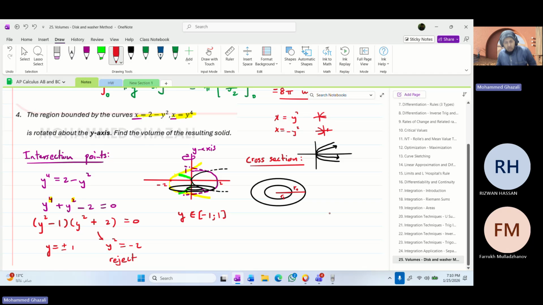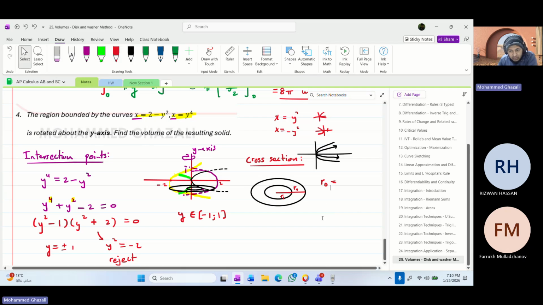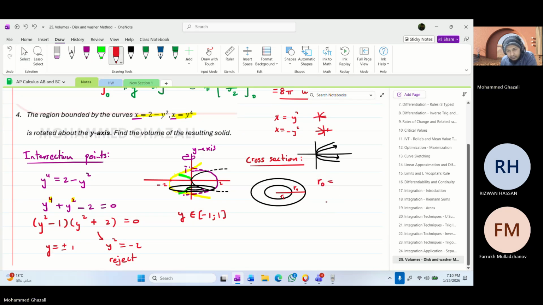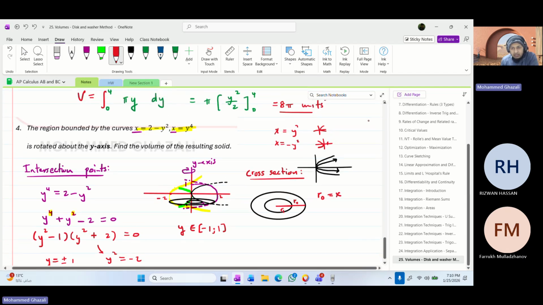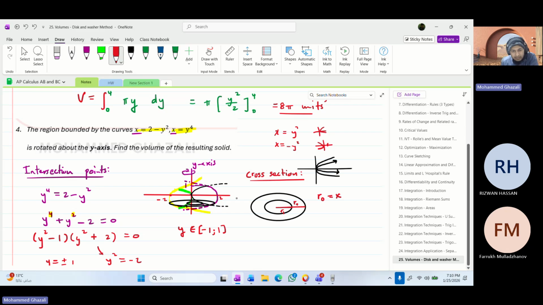Okay, so now what's your R out? Is that purple graph, right? R out is a purple graph. Are we good? Which is your X value. Outer radius is your X value. And X value was what? The outer one. What's the X value? 2 minus y squared, okay? There's the X value here, 2 minus y squared. Are we good? That's a purple graph. That's the outer one.